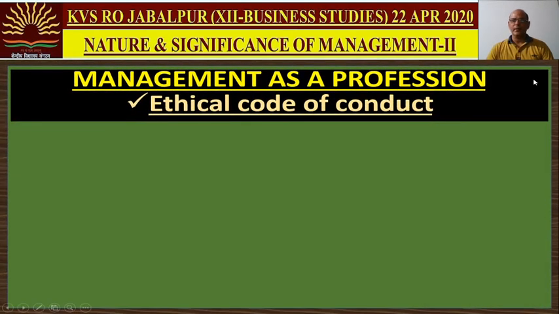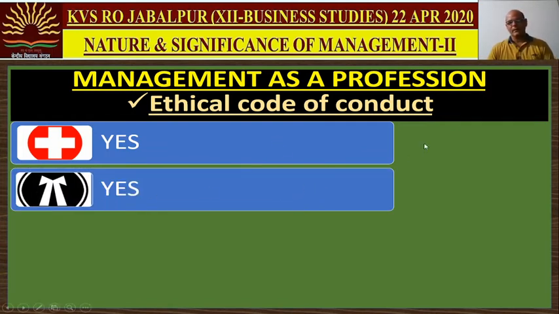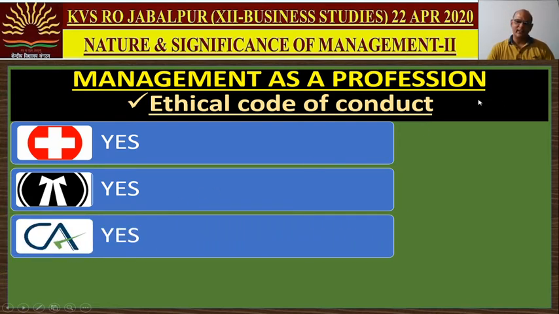Coming to the fourth point, ethical code of conduct. All professionals have ethical code of conduct, a list of do's and don'ts, what they are supposed to do and what they are not supposed to do. For example, if you imagine a doctor in your mind, you can easily imagine his dress code. He is wearing the white coat. And in the same way, for legal practitioners or advocates, there is a black coat. For CAs, there are separate guidelines, do's and don'ts.